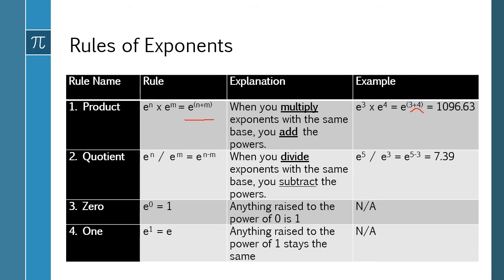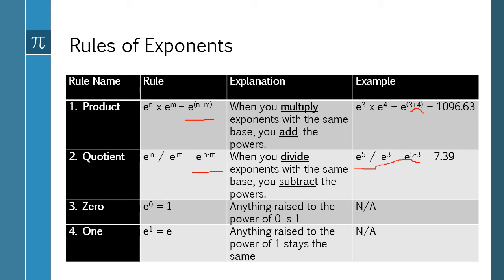The second rule is the quotient rule. And this says e raised to the power of n divided by e raised to the power of m is e raised to the power n minus m. And what that says is when you divide exponents with the same base, you subtract the powers. Okay, so then that means e raised to the power of 5 divided by e raised to the power of 3 is e raised to the power of 5 minus 3, or e raised to the power of 2, which is 7.39.